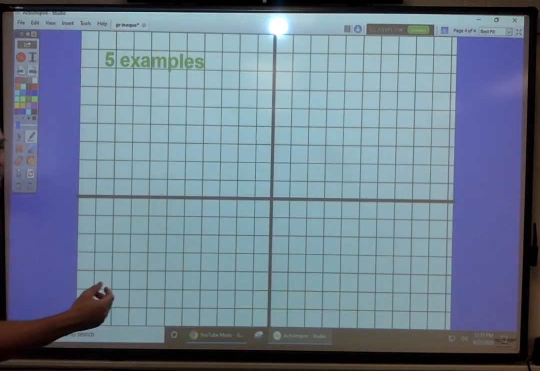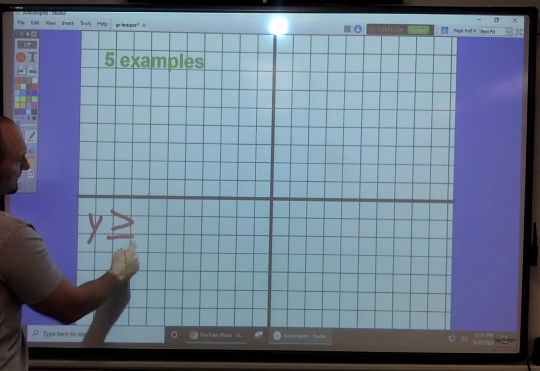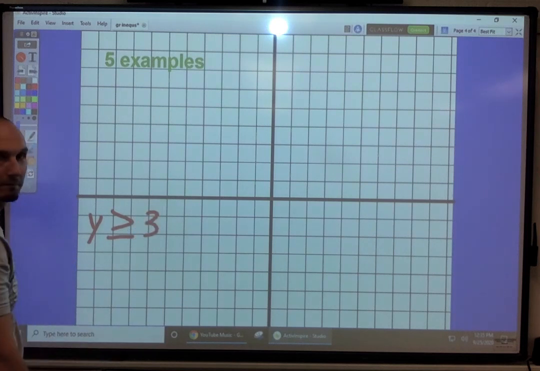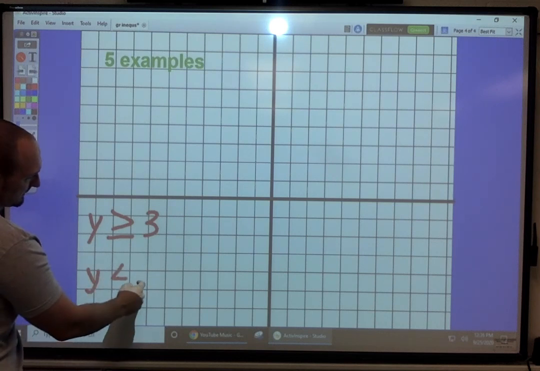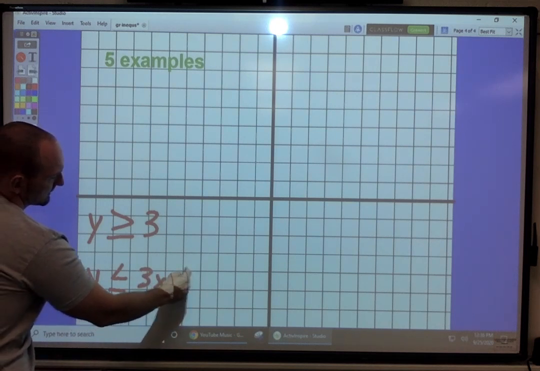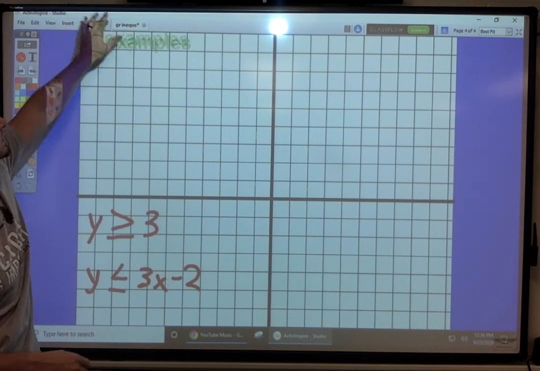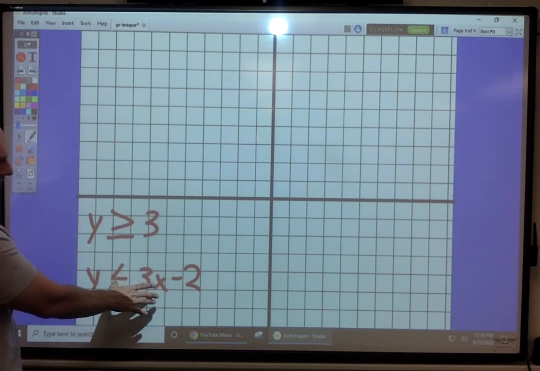So let's just make some up. y is greater than or equal to 3. And then y is less than or equal to 3x minus 2. So we'll graph these, shade them, see which section is correct. Alright, so I'm going to do the bottom one first.